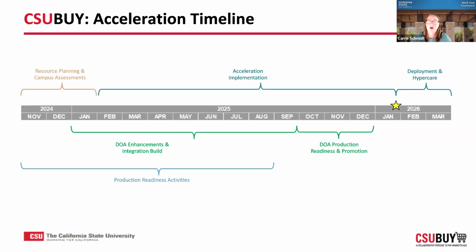This slide shows our high-level timeline. The 14 campuses that are part of this acceleration project are currently in the implementation phase, with readiness and deployment activities scheduled throughout early 2026.